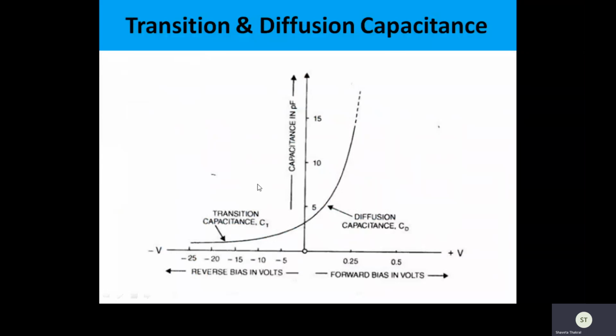And here we can see the transition capacitance and diffusion capacitance behavior with respect to the applied voltage. So diffusion capacitance is seen in the case of a forward biased PN junction diode, and the transition capacitance is seen in the case of a reverse biased PN junction diode. So in the first quadrant, we see the behavior of the diffusion capacitance with respect to the applied forward bias voltage, and we can see here, as the voltage gets increased, the diffusion capacitance also gets increased. And if we talk about the transition capacitance, as the reverse bias voltage is increased, the transition capacitance gets decreased.